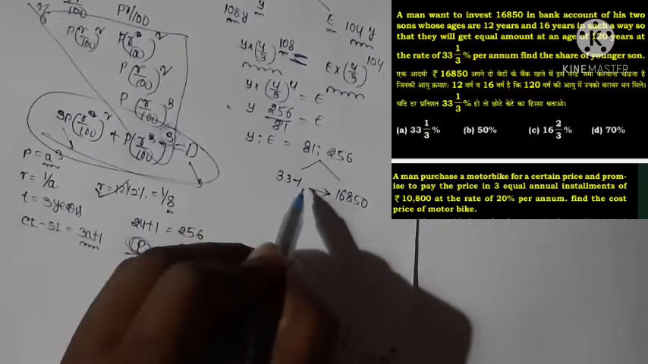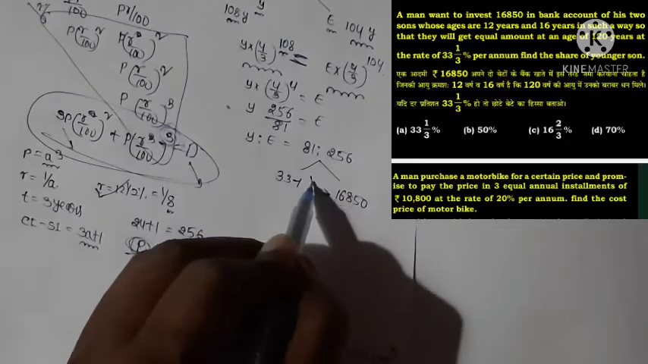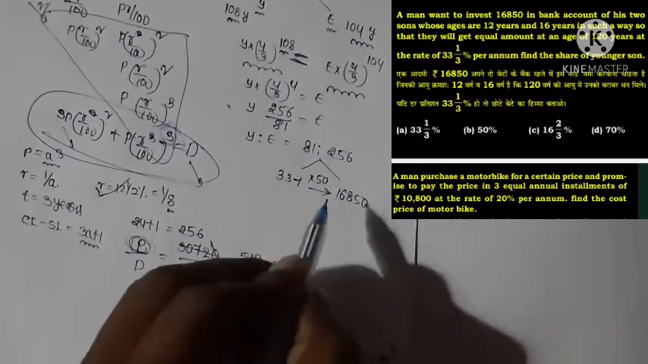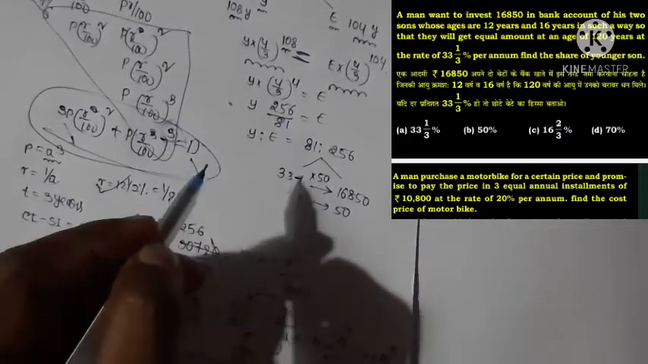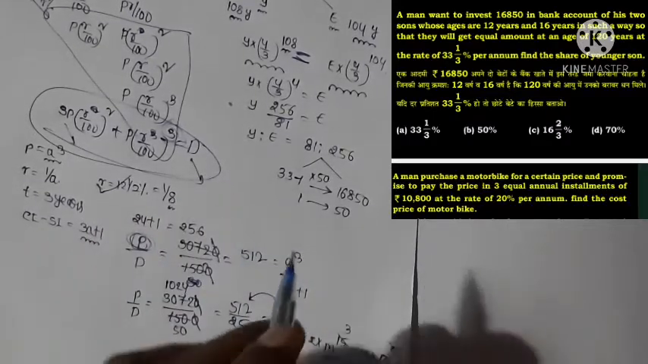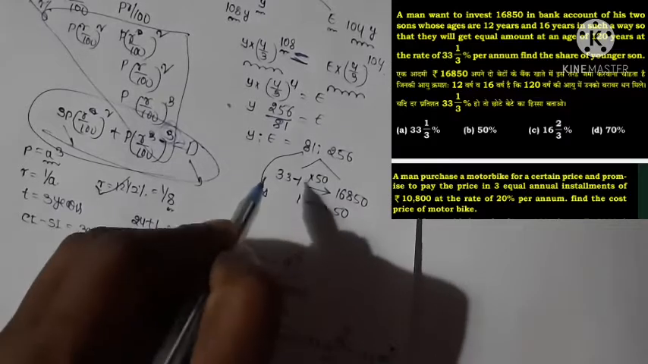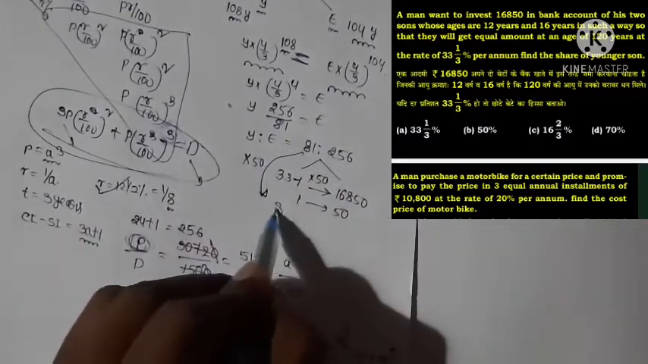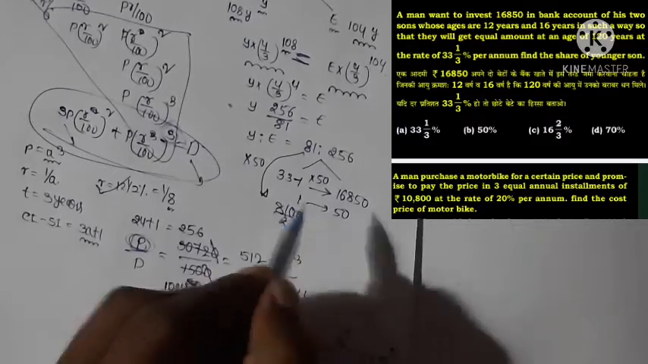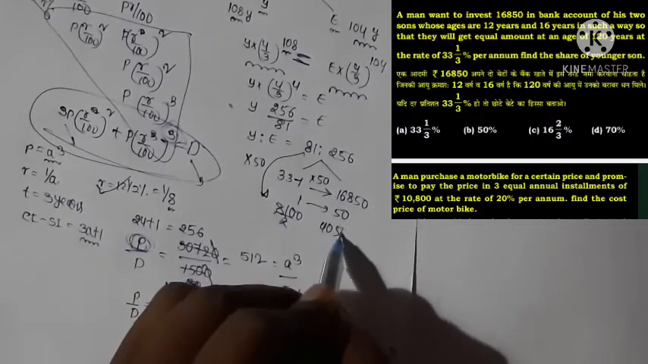4 times into 5, so into 50. So 1 unit value is 50. So what is the share of younger son? The younger son's share is 81 units. 81 into 50, so 81,000 by 2, so 4050 rupees.